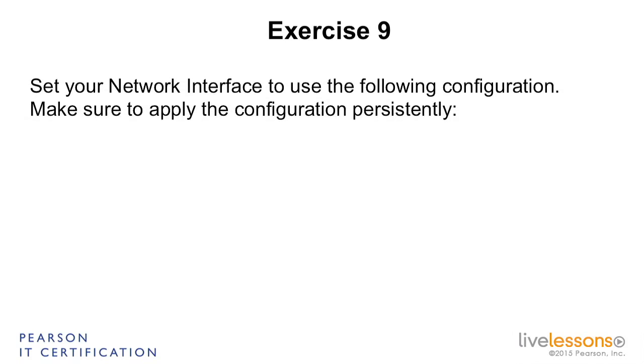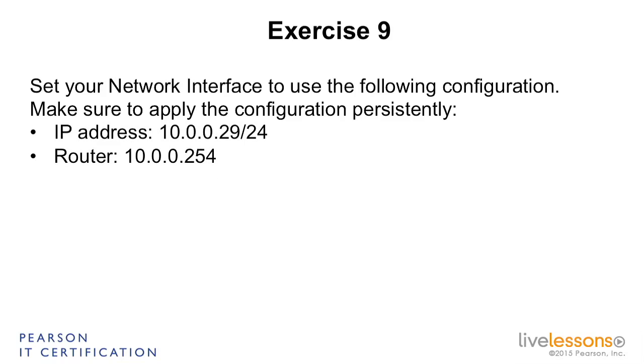So we have learned a lot in this lesson. Let's have a look at the exercise. In the exercise, I would like you to set up your network interface to use the following configuration. And you must make sure to apply the configuration persistently. So use an IP address of 10.0.0.29/24. Specify a router of 10.0.0.254. And I don't care if that IP address doesn't exist in your environment.